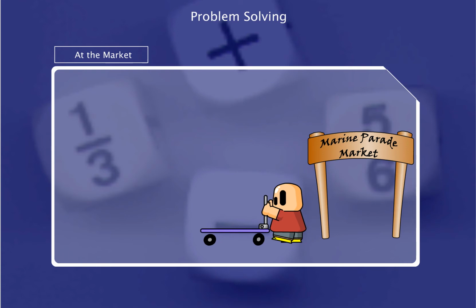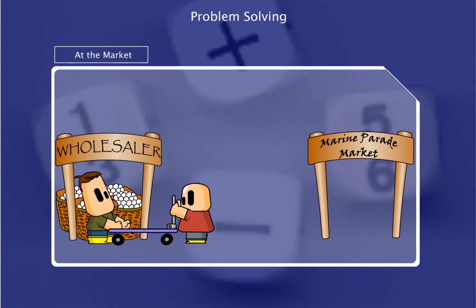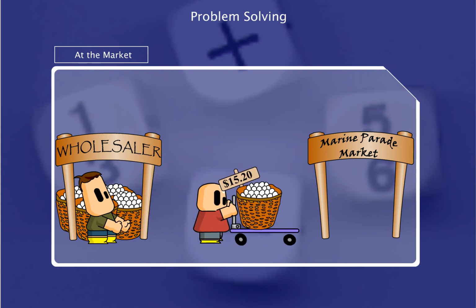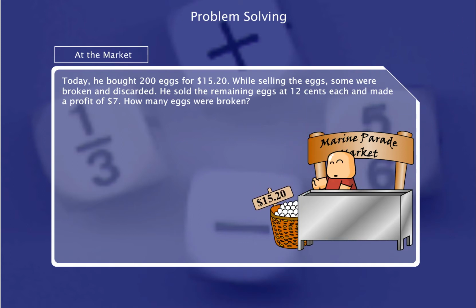Mr. Kang is an egg seller at the Marine Parade Market. He buys eggs from the wholesaler early in the morning and brings them to the wet market for sale. Today he bought 200 eggs for $15.20. While selling the eggs, some were broken and discarded. He sold the remaining eggs at 12 cents each and made a profit of $7. How many eggs were broken?